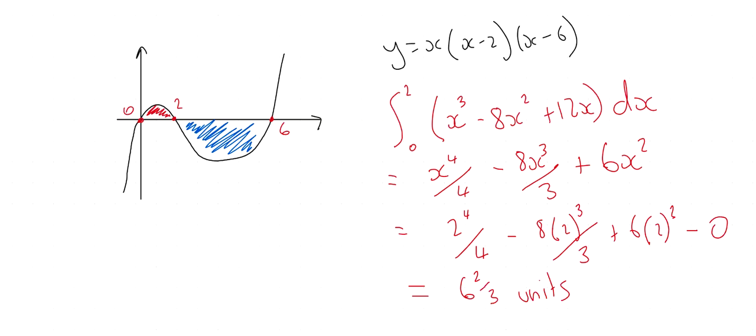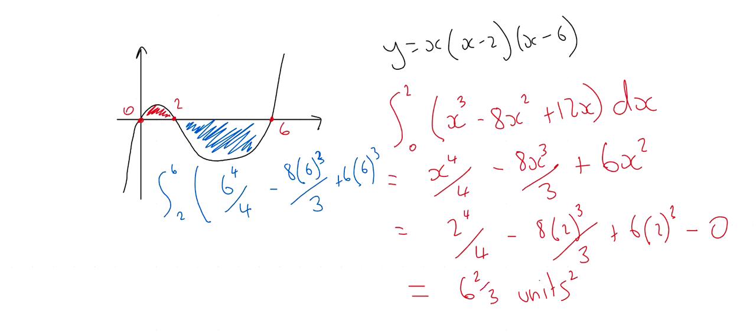Yep. All right, let's do the blue bit. So now we're integrating between 2 and 6 for the exact same function. So I don't need to integrate again. I'm just going to skip straight to this step, because it's the same equation. So why bother doing it? I'm just going to say it's 6 to the power of 4 over 4 minus 8 over 3 times 6 cubed plus 6 times 6 squared, minus, and then I do the same thing with 2.